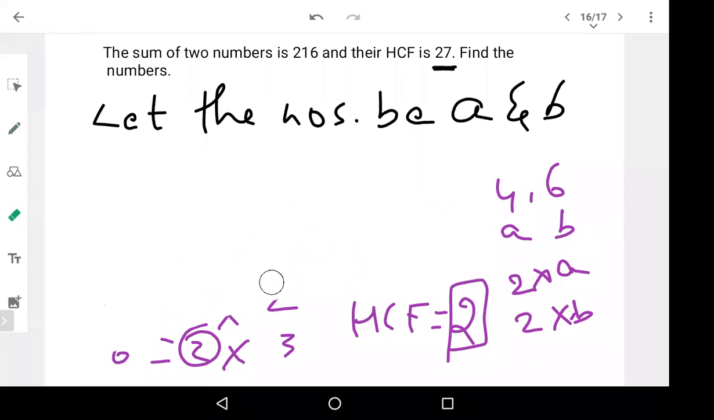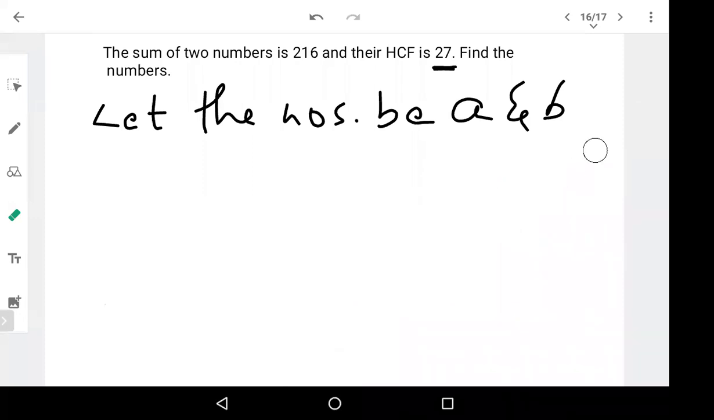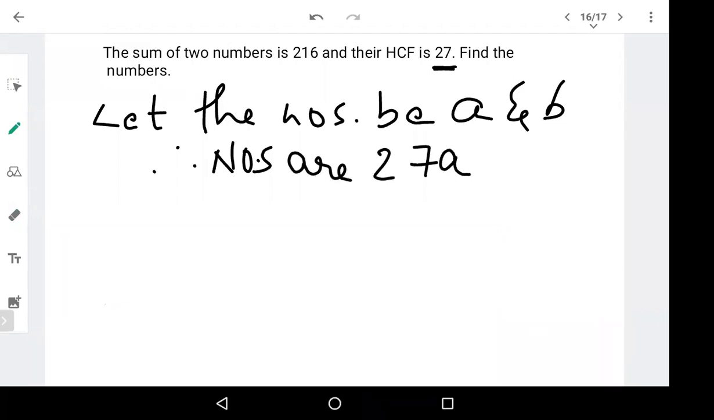Now since the numbers here are A and B for us, we will multiply them with the HCF. So therefore the numbers are 27A and 27B. Everybody will agree with this? 27A and 27B. Okay, now we understood the numbers.